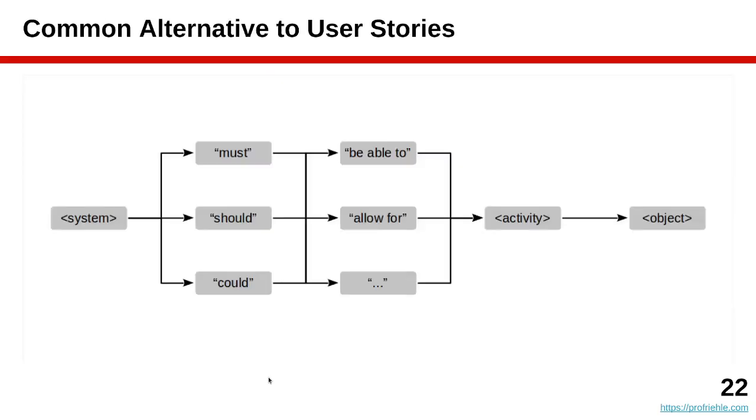A common alternative that you will find in industry is a different sentence template. More commonly, it looks like this. The system must be able to do this or that. And quite frankly, it's very similar to user stories. It's more elaborate. So there are, of course, methods that elaborate on the more common sentence template structure like this. And not surprisingly, you can have whole databases of recurring requirements formulated this way.